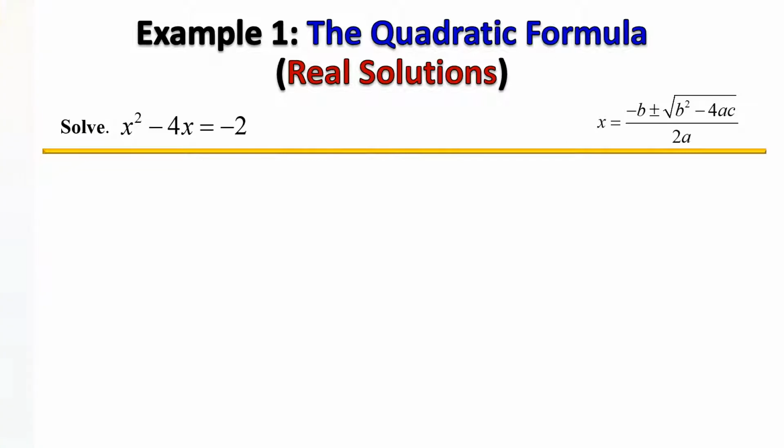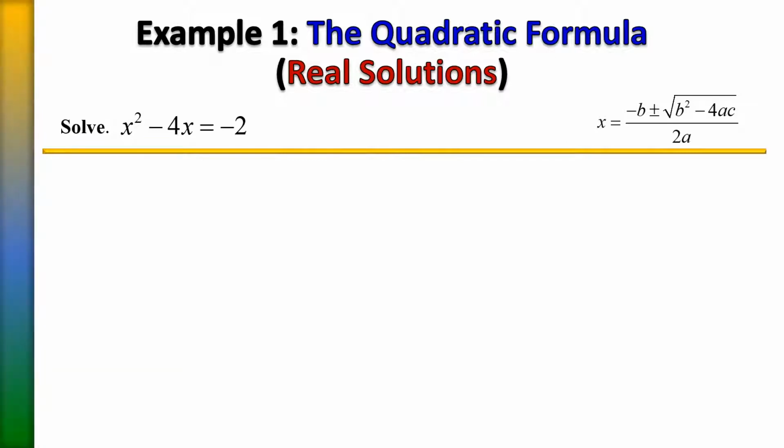Example 1, solve using the quadratic formula. The equation is x squared minus 4x equals negative 2. What do you notice about that equation? Well, if you said that it's not in standard form, then that's correct.